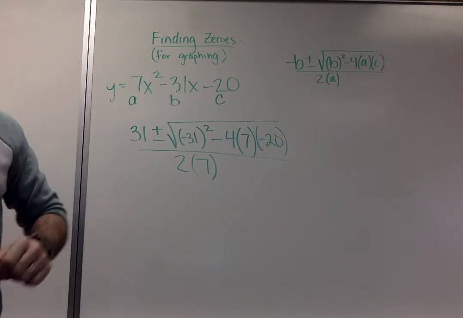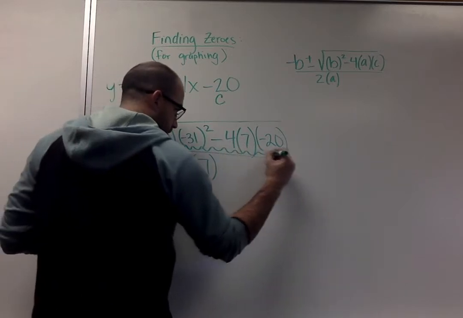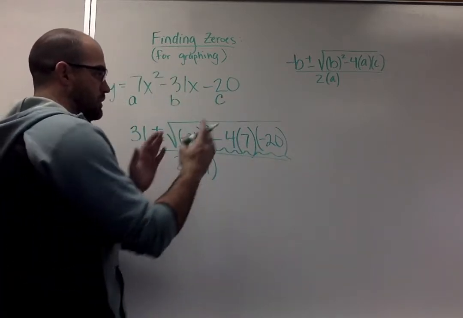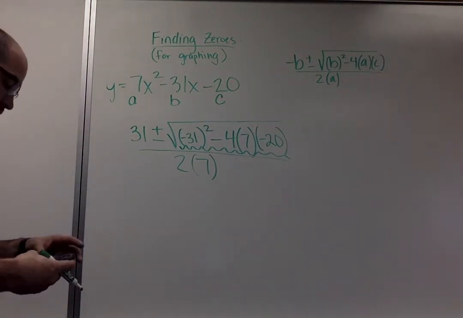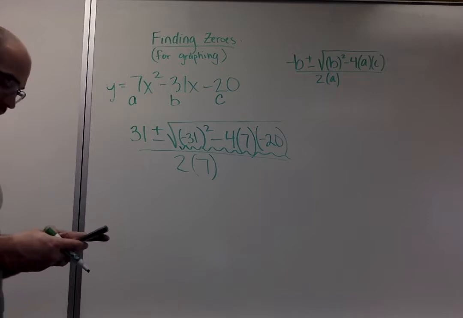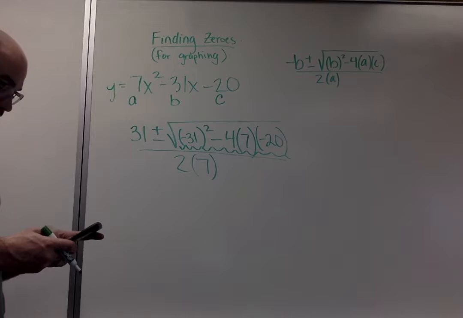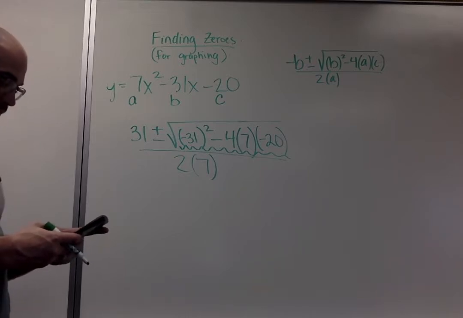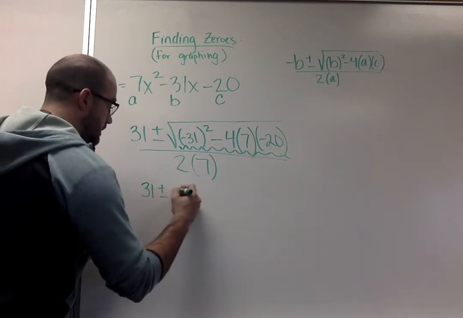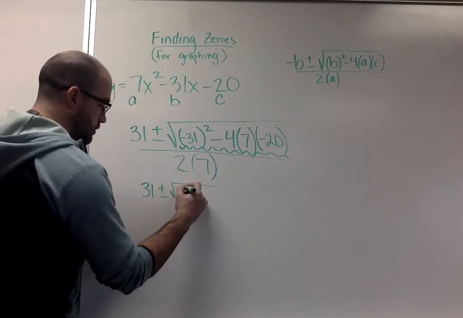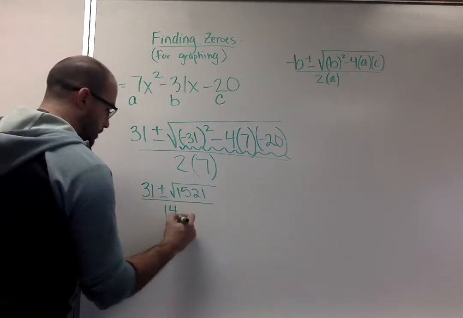Okay? The part that we have to do next is literally just underneath of the radical. I would not put in the square root. I would just do the numbers inside the radical first. So for this one, what I would be typing into my calculator or my phone would be parentheses negative 31, parentheses squared, minus 4 times 7 times negative 20. When I do that, this one gives me a big number, 1521. Okay? Over 2 times 7 gives me 14.